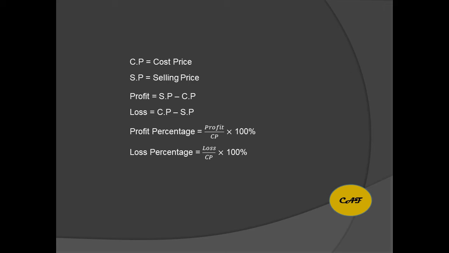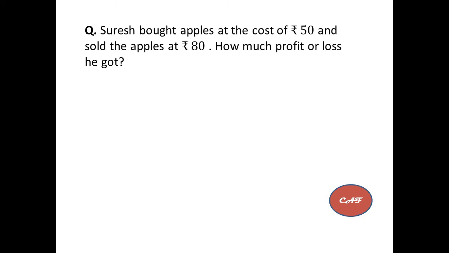Okay, let's go to problems. First question. Suresh bought apples at the cost of 50 rupees and sold the apples at 80 rupees. Then how much profit or loss did he get? So he is asking, Suresh bought apples at 50 rupees, and again that same apples he sold at 80 rupees. He is asking whether he is getting profit or loss, and how much.